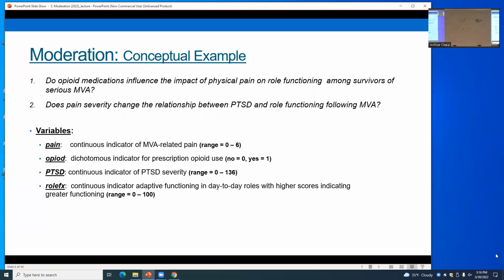Visualizing it makes more sense, I think, because the other thing too is people will sort of make the mistake of talking about differing levels. There is no differing levels in continuous moderation. You're looking at differences in the strength of a relationship across. So you're going to see the endpoints of your simple slope graphs and be like, oh, is this different than that? That's rarely an interesting question.